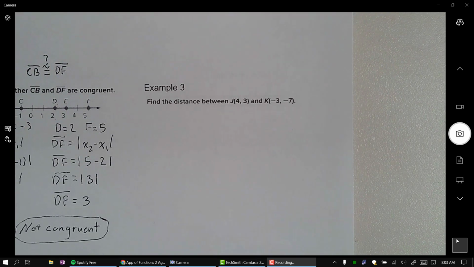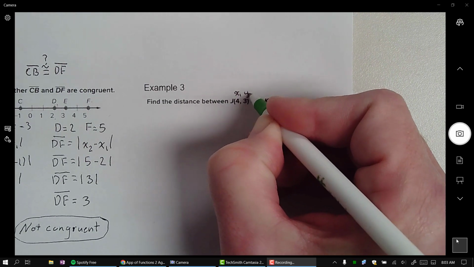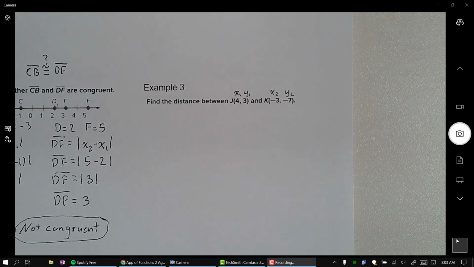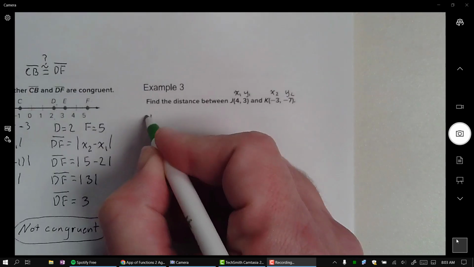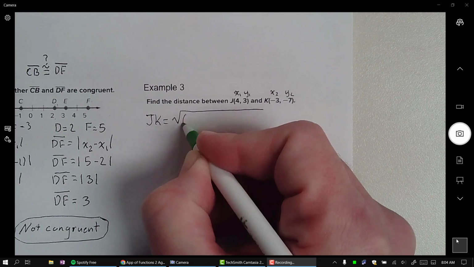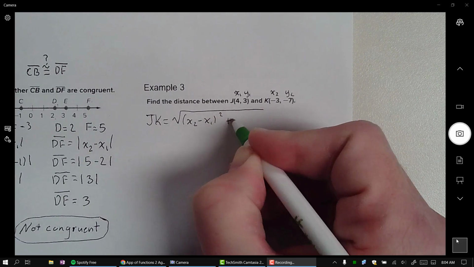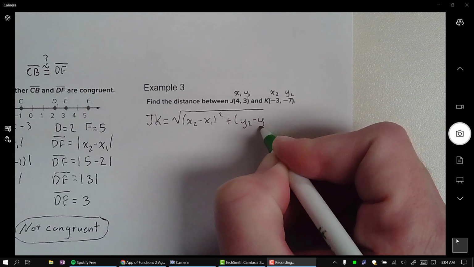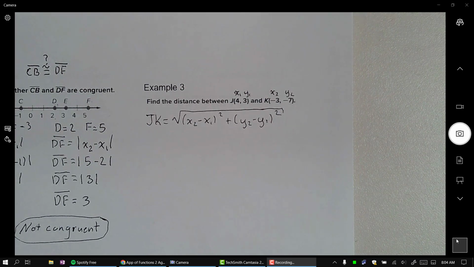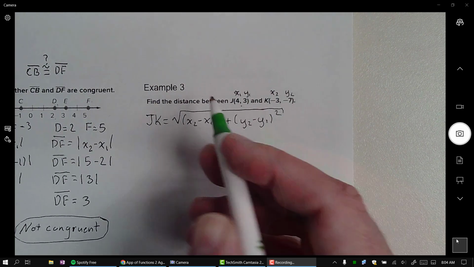So we're taking a look at example 3. So you have J and K. So this is going to be my x1. This is going to be my y1. This is going to be my x2. This is going to be my y2. So I'm going to start off with writing the formula. The distance of JK equals the square root of x2 minus x1 squared plus y2 minus y1 squared. Now I'm going to fill in the values. So I have all the values up here. I'm going to substitute them in down here.